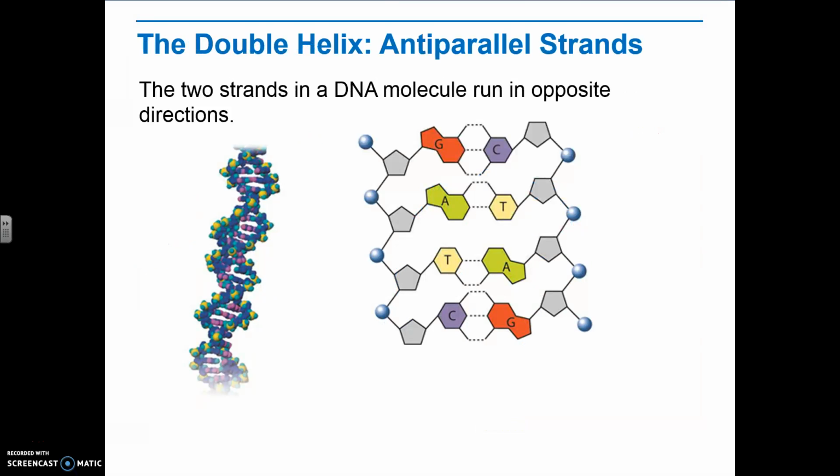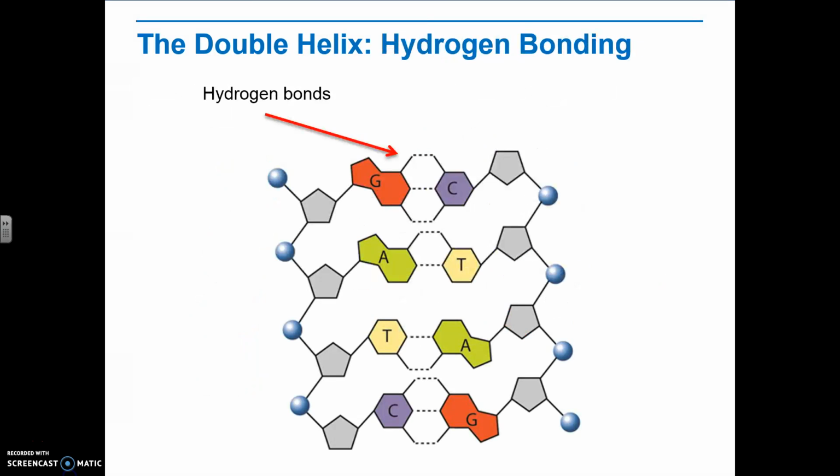So our double helix is in what we call antiparallel strands, which means that while the left side goes one way, the right side will go the other way, and you'll see this when we pair the nucleotides together. The double helix, or the nitrogen bases, are held together by hydrogen bonds. So your guanine and cytosine, your adenine and thymine, these are all held together by hydrogen bonds, which are not true chemical bonds, but more of an attractive force.